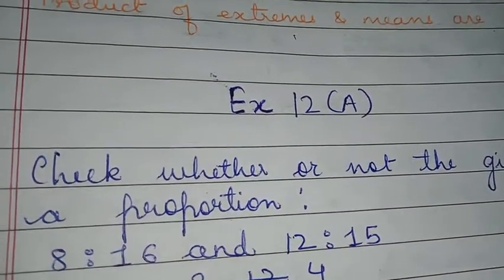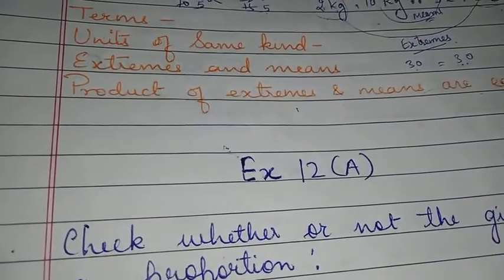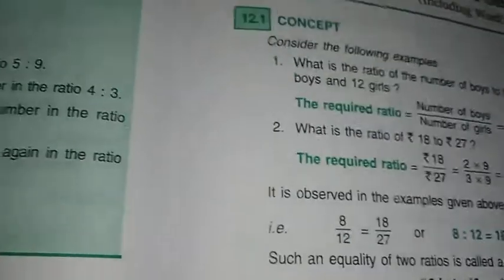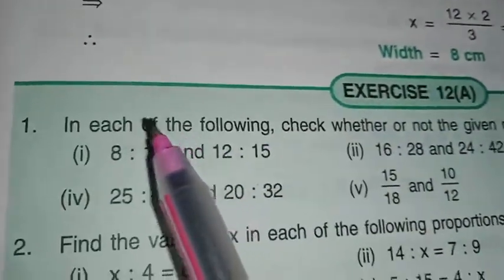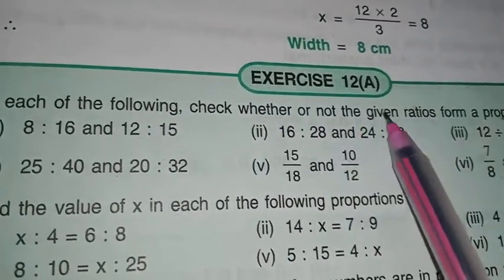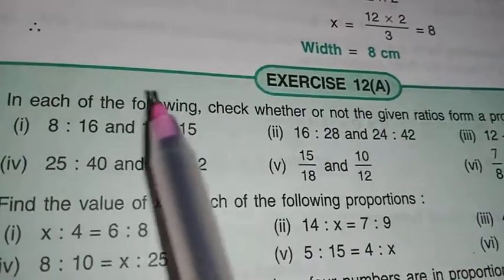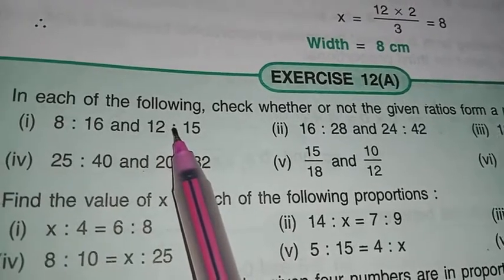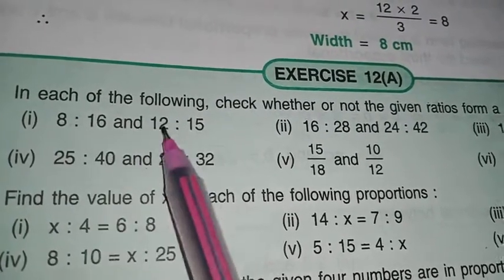We have seen proportional symbol. We have seen the different aspects of proportion. Okay, so now let us see exercise 12a. In each of the following, check whether or not the given ratios form a proportion. Means this ratio is equal to this ratio or not. That we have to find out. Two ratios are given. So this is equal to this or not.